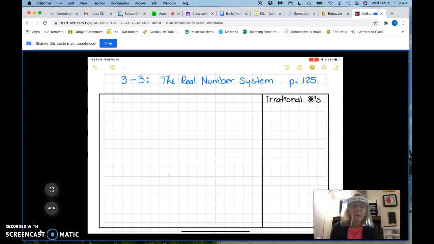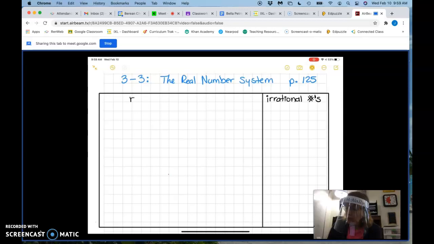Okay, we're drawing this chart of the real number system. And there's two sides to our chart that takes care of all the numbers in the world that we could possibly have. The little side on the right is called irrational numbers, and the big side on the left is called rational numbers. So we just have those two titles right now. We're going to fill this in with a lot more information.